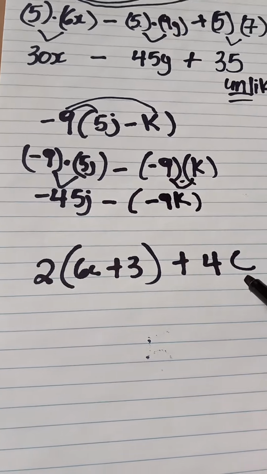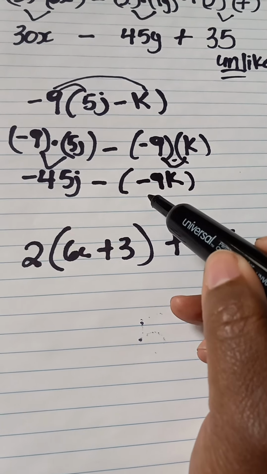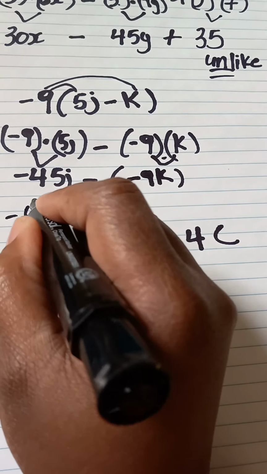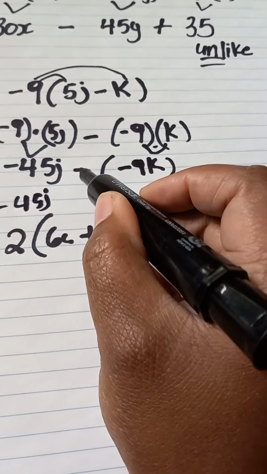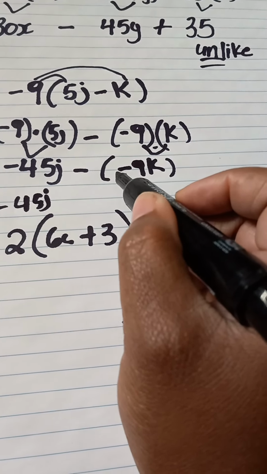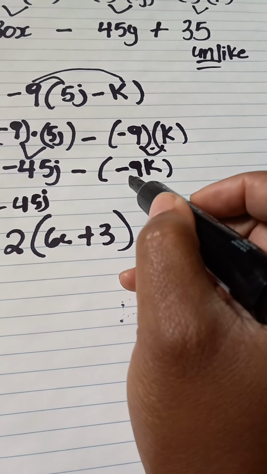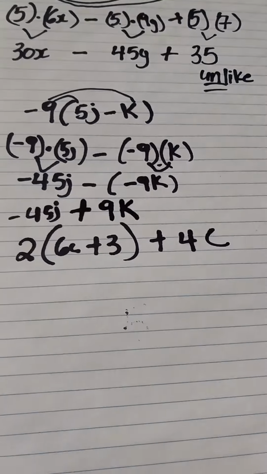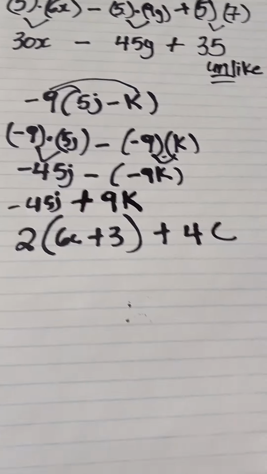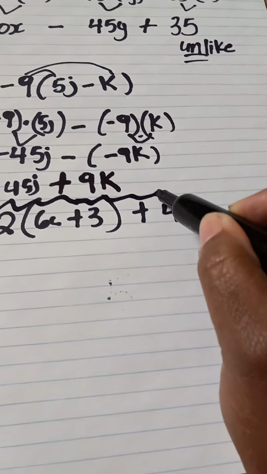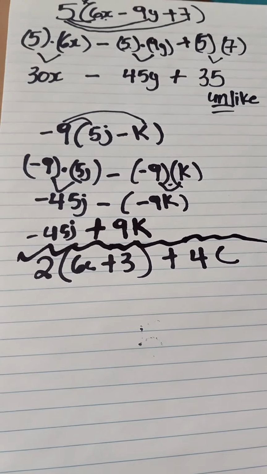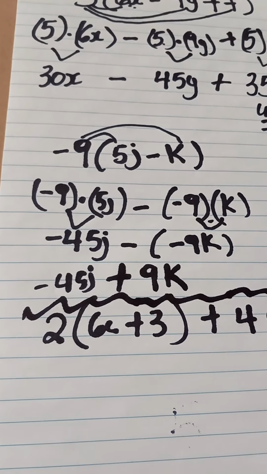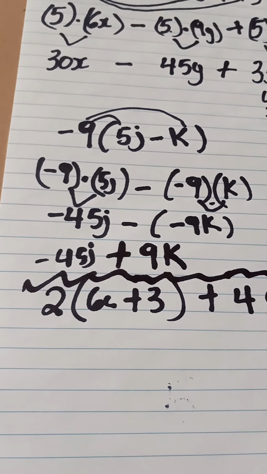I'm not yet done with this. I could leave my answer like this, right? Or I could go one more step. I could bring down my negative 45j, and then I have a negative and a negative. So it's like negative 1 multiplied by negative 9k is a positive 9k. Remember, a negative multiplied by a negative is equal to a positive.